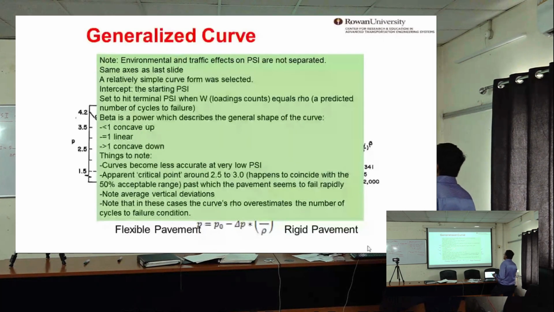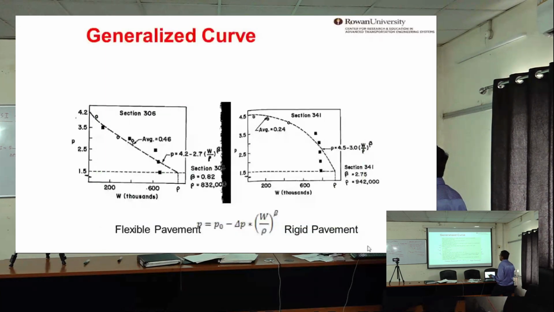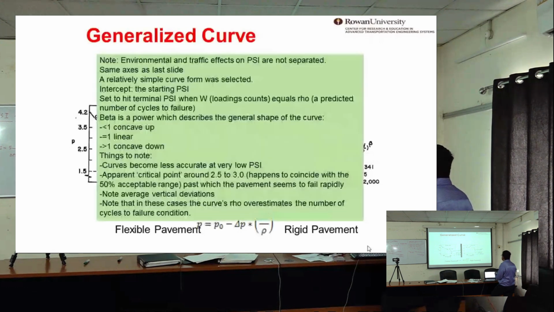Beta is a power which describes the shape. Less than 1 is concave up, 1 is linear, and greater than 1 is concave down. And that's what you see right here. So it's concave down and automatically gives you your beta.